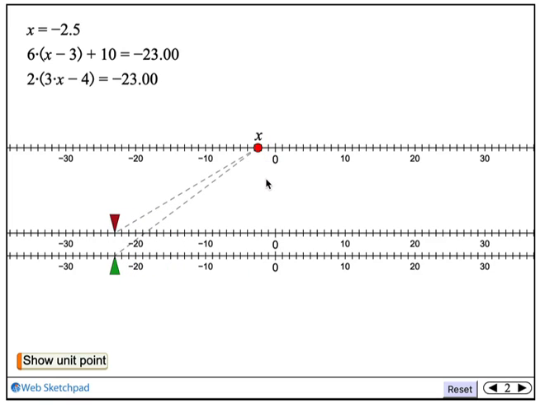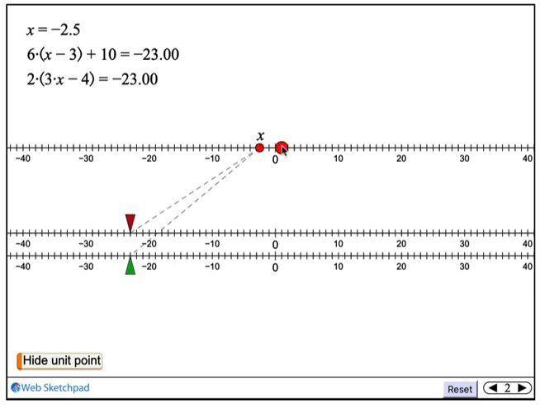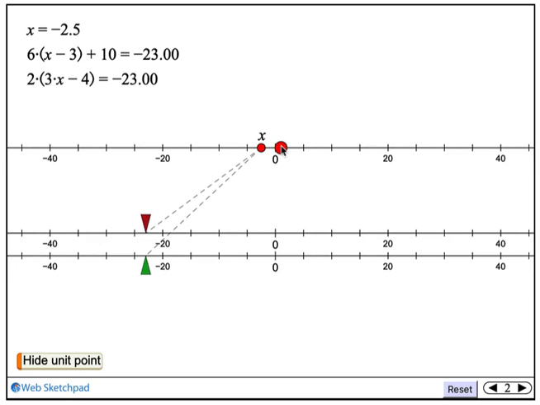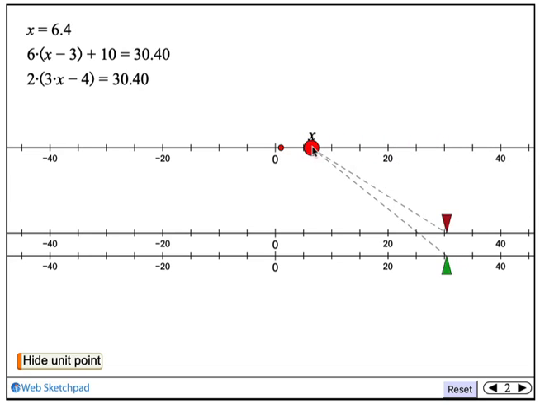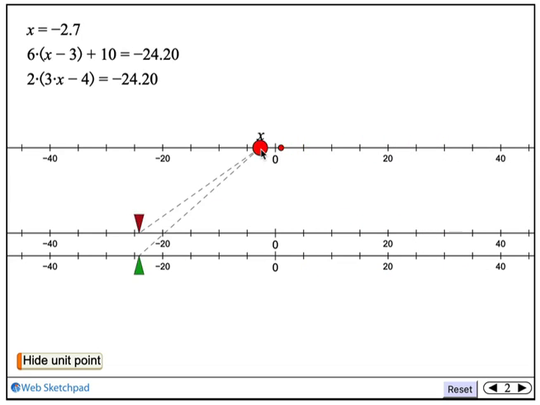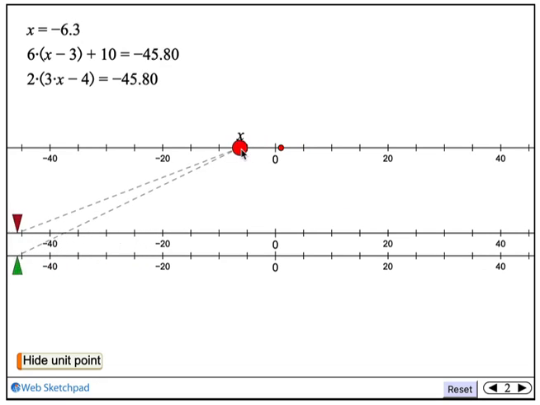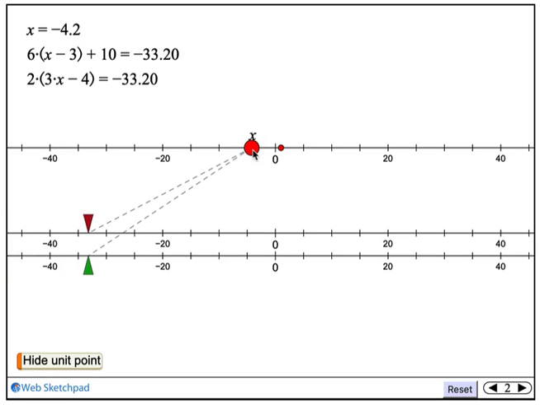And if I'd like to expand the domain on which I'm dragging x to check out some more values, I'll press Show Unit Point, and then drag this point at 1 closer to 0. And now when I drag point x over this wider domain, we see that, sure enough, the two values, the left and right side of our equation, are always equal, and these pointers sit one directly above the other.